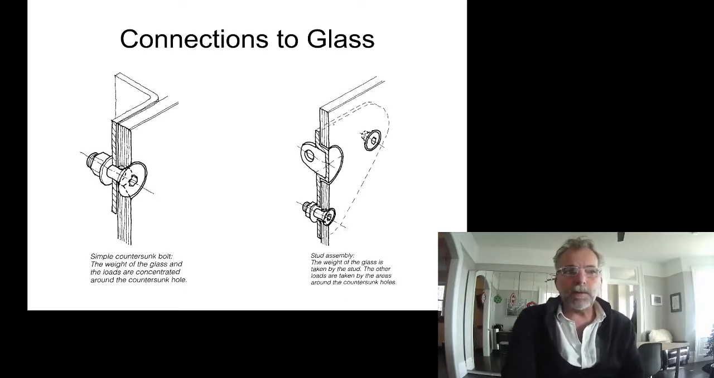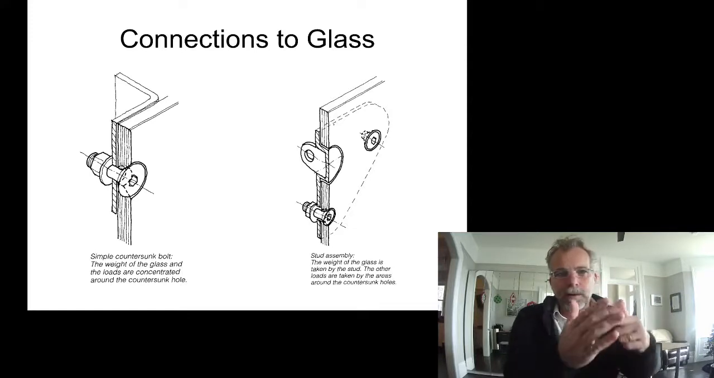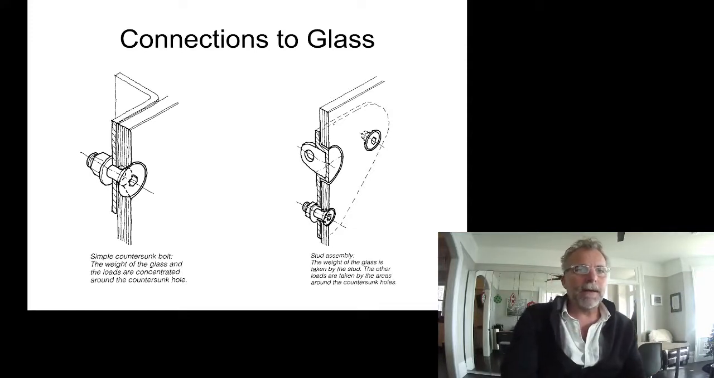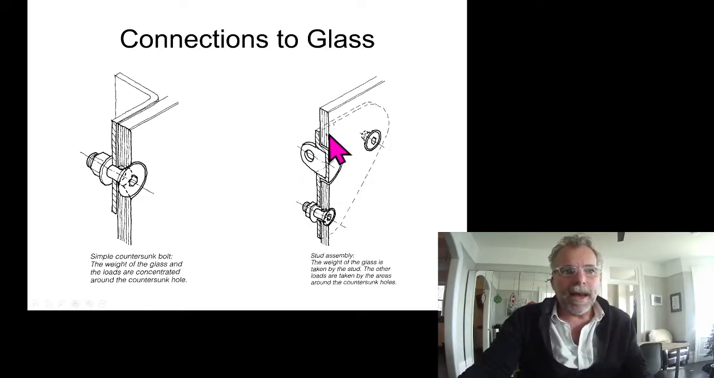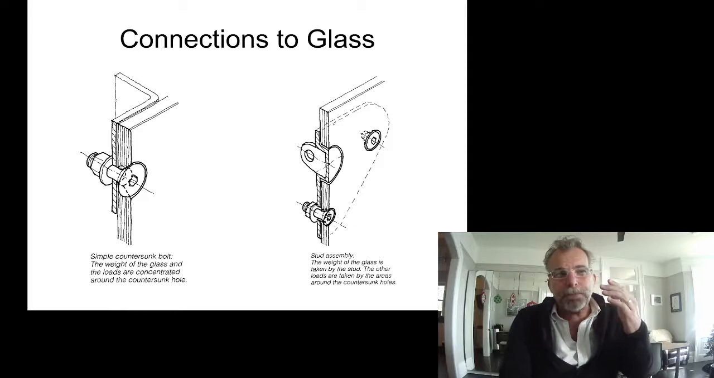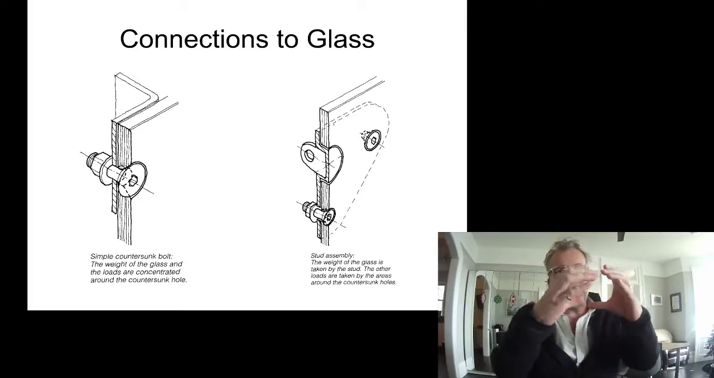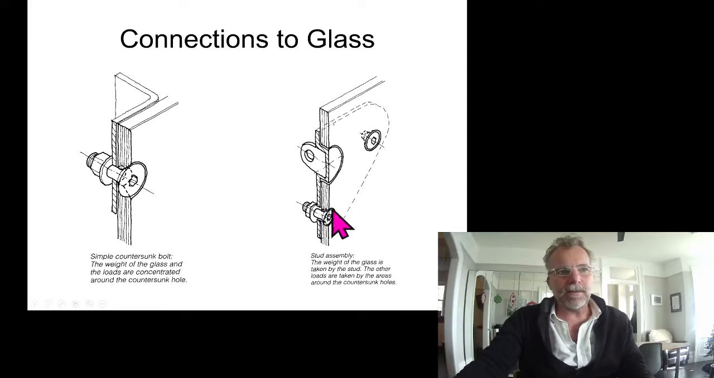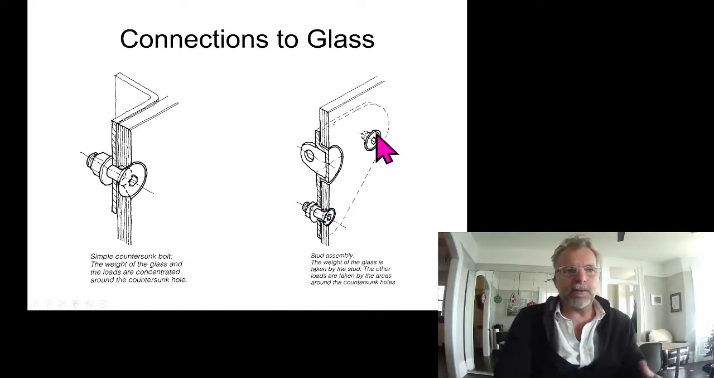Countersunk bolts. Countersunk bolts are effective, slightly more effective, in fact, than normal bolts, because you have a greater bearing surface. And also, if they're machined well, you do have full contact in a countersunk bolt where you have point contact with a regular bolt. Stud assemblies. So in this stud assembly, that is carrying the vertical weight over a large surface. It's still, in a way, a point support, but it's much closer to being a full bearing surface. These elements here are just there to retain the plate that has the stud.